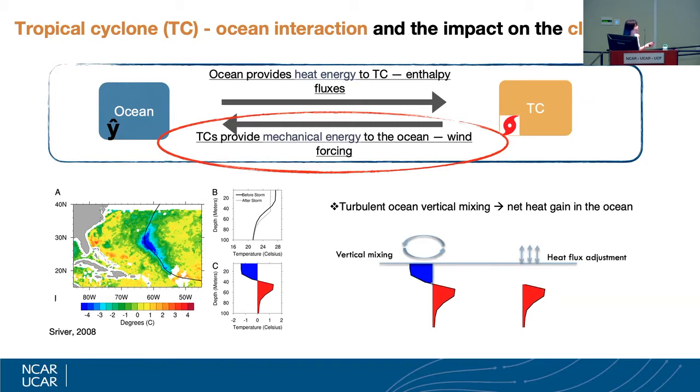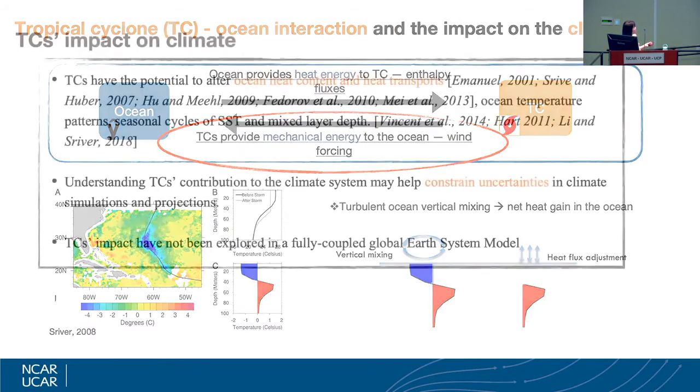After about 30 to 60 days, this cold temperature anomaly at the near surface can be restored to the pre-storm climatological condition through heat flux adjustment. But this warm temperature anomaly, shielded from surface influences because it is in the ocean thermocline, will stay there for a much longer time, beyond 6 months, actually. So this tells us this turbulent ocean vertical mixing induced by tropical cyclones can give us a net heat gain into the ocean. And this is very important.